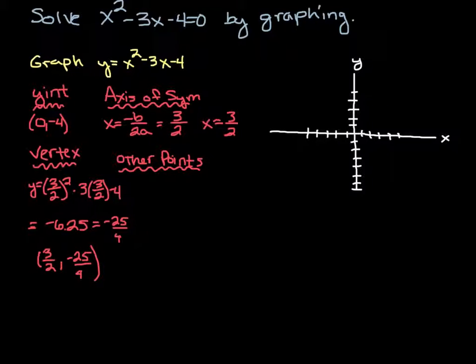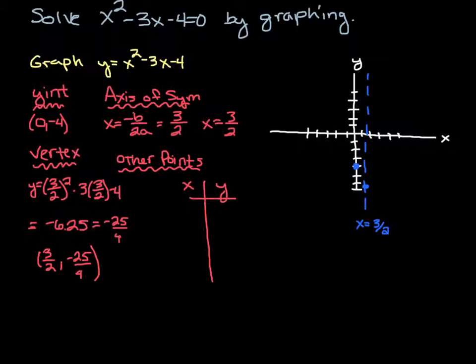So let's just plot some of these points just so we're on the same page. We got our y-intercept, (0, -4). We have our axis of symmetry, which is 3 halves, which is right around 1.5. Then we have our vertex, which is 3 halves and then negative 6.25. Right around there. Now we need more points to make this more of an understandable graph. And remember, we're trying to find values of x that make the equation equal to 0. So we're looking for points that are going to cross the x-axis. So we want to end up with y values that are equal to 0.